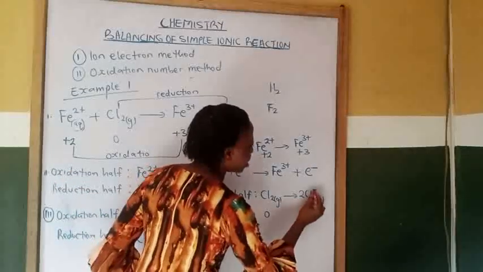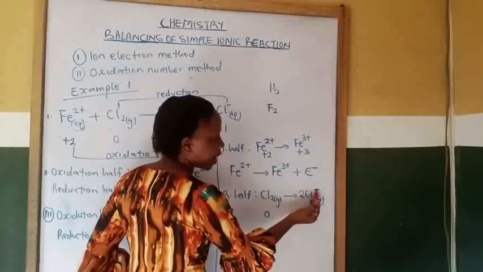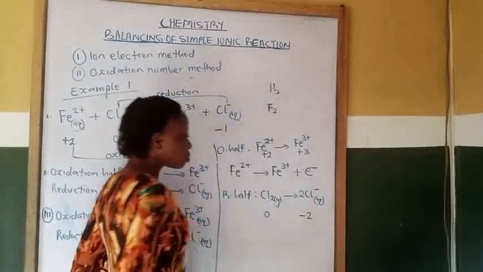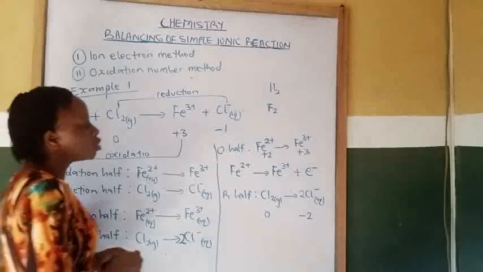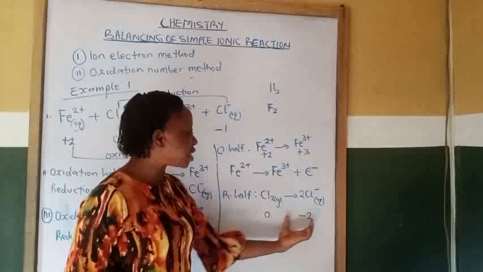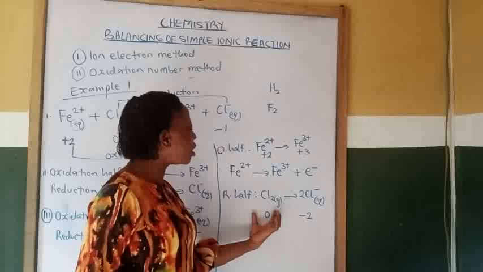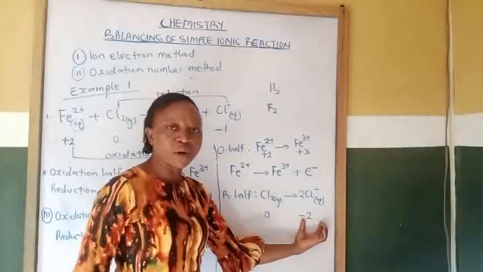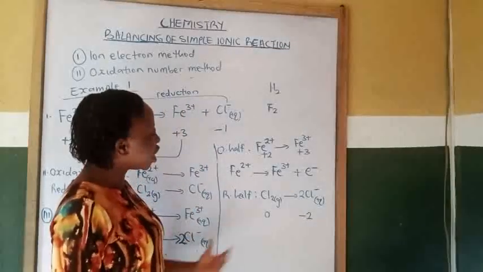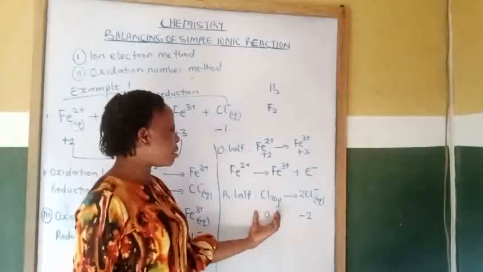So at this side, let's calculate our oxidation number. That will be the charge, minus 1. Minus 1 times 2 will give me minus 2. Now we have to equalize the number of electrons at both sides. The number of electrons at the reactant side must be equal to the number of electrons at the product side. Now, where are we having more electrons? 0 is more than minus 2.